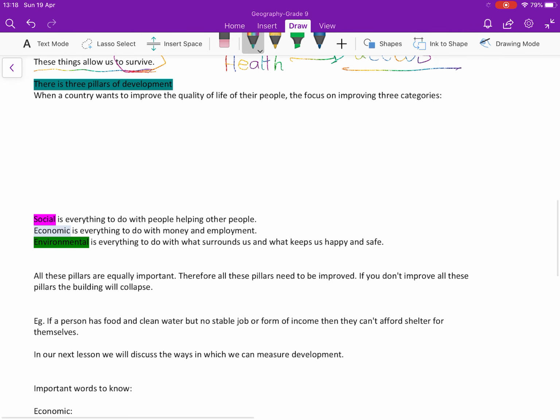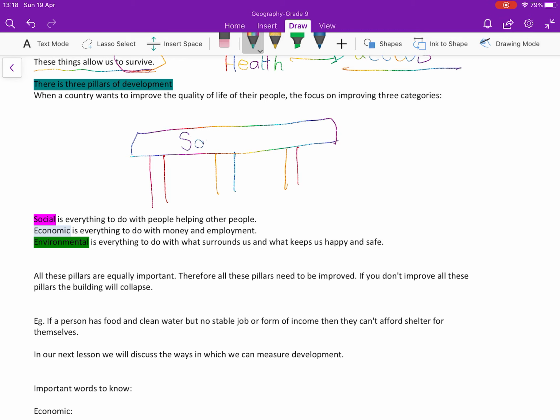Okay, but when we do look at the development, there are 3 pillars that make it work. I'm going to draw the 3 pillars over here. And these pillars will basically hold a country. Let's call this South Africa. The 3 pillars will keep a country strong and keep it going.